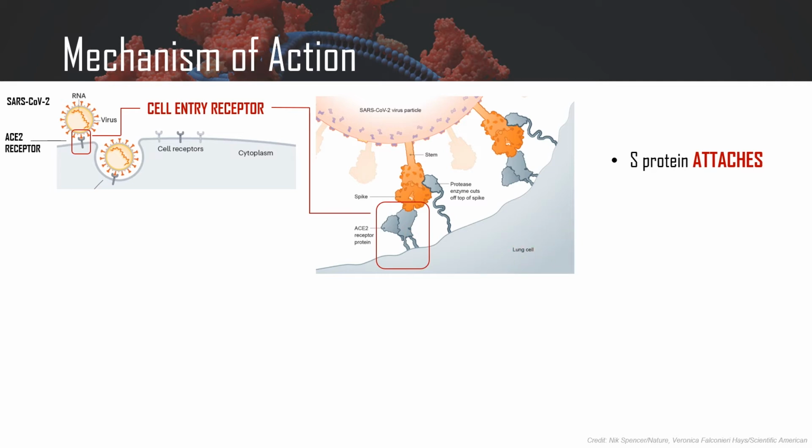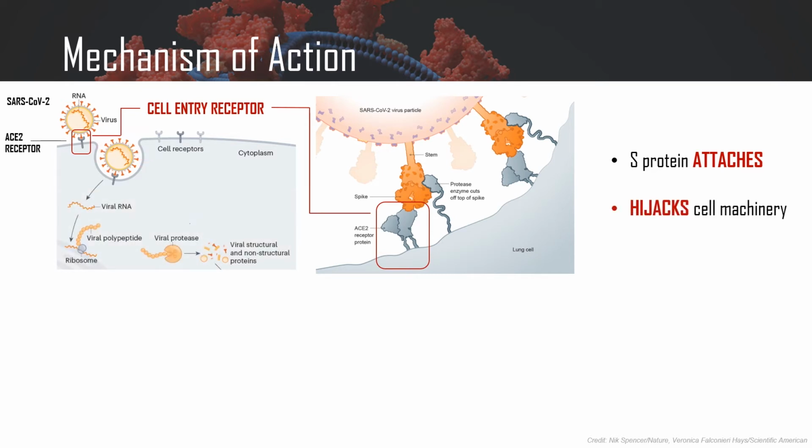Now, when this first part happens, it instigates a cascade of events involving other proteases, allowing the fusion of the virus membrane to the host membrane. And we can see that happening in this diagram here. Further to this, this allows the viral RNA to be injected into the cytoplasm of the host.